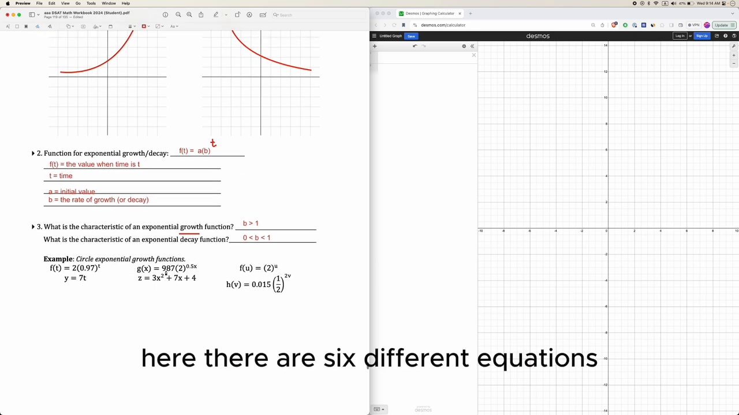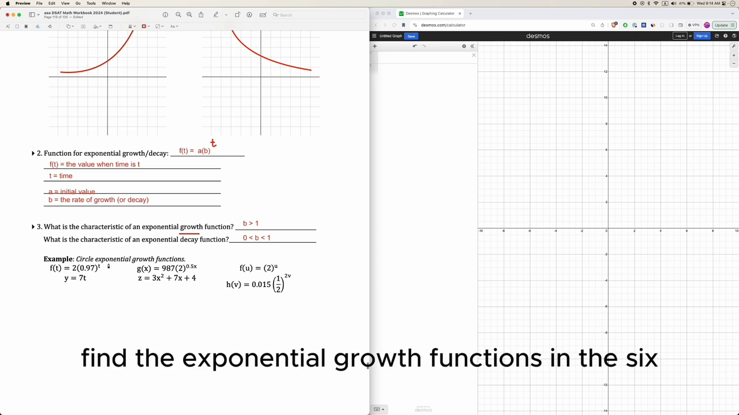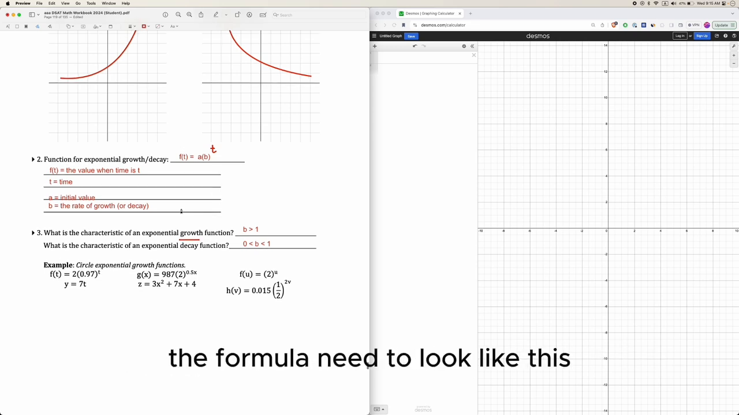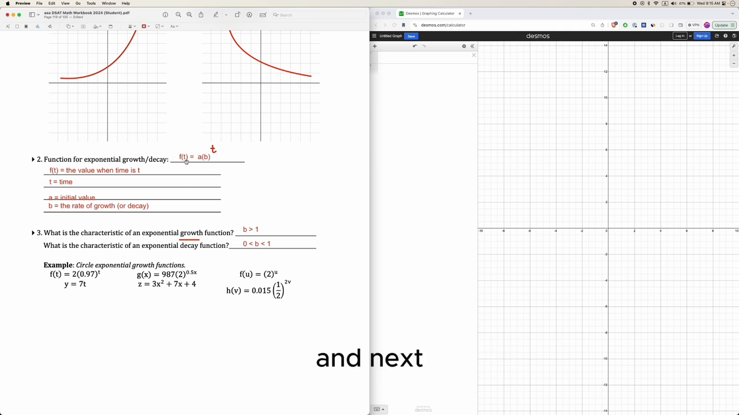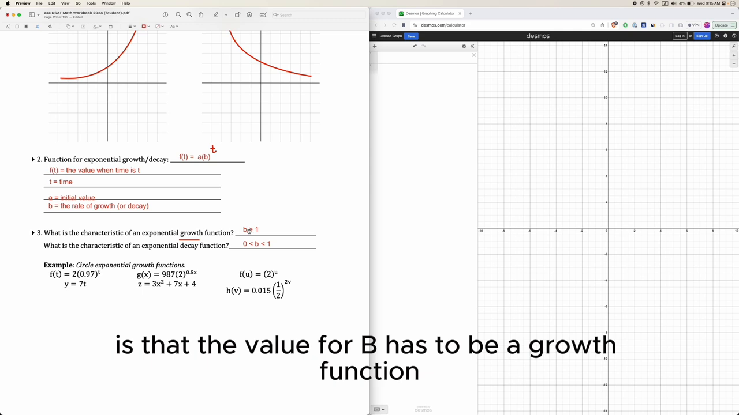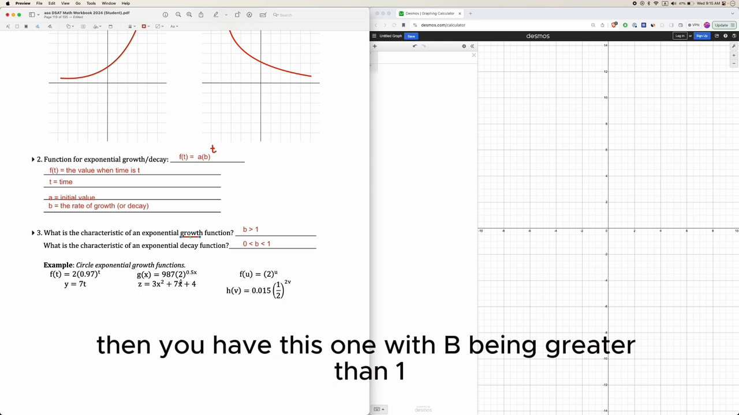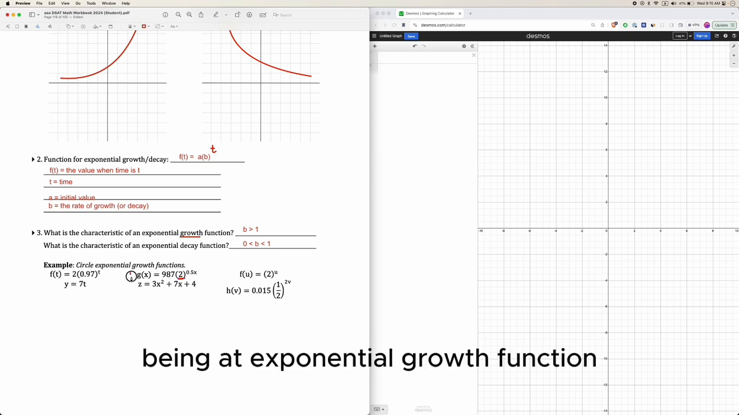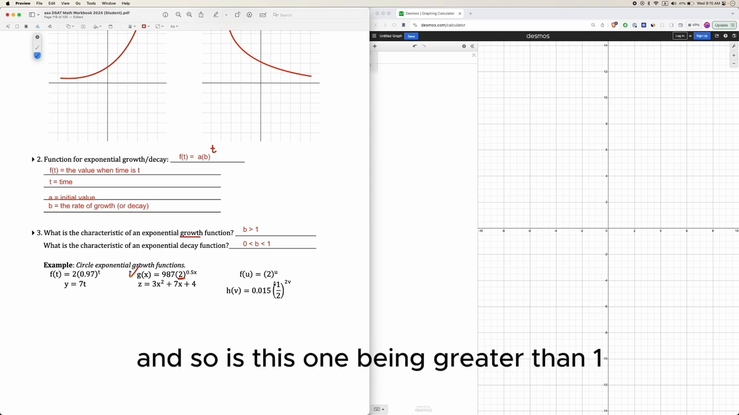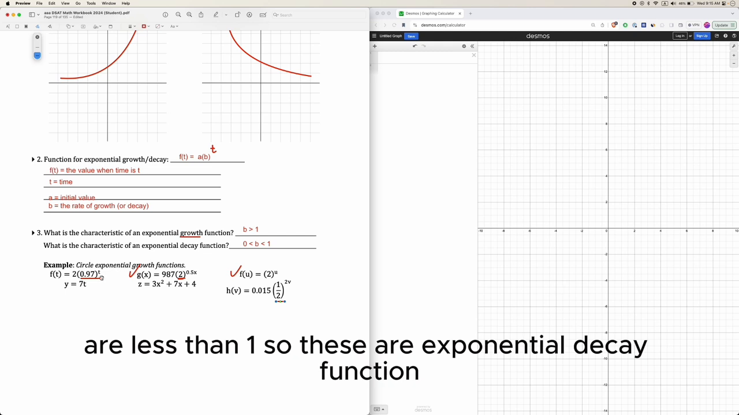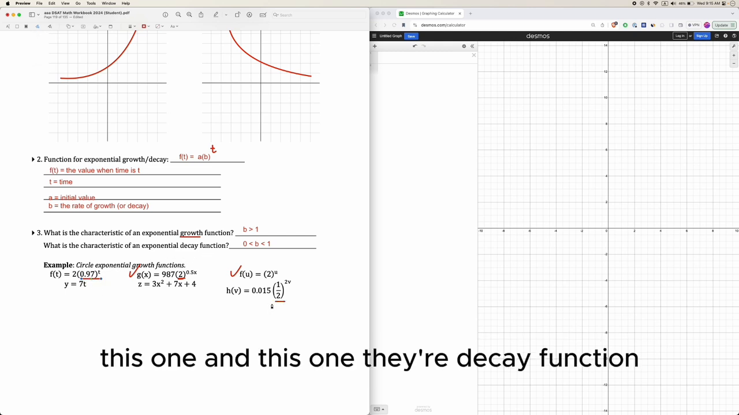Here there are 6 different equations. The question is to find the exponential growth functions in these 6. When you have an exponential growth function, there are a few things. First, the formula needs to look like this. And next, the value for b has to be greater than 1. So among these, you have this one with b greater than 1, being an exponential growth function. And so is this one. But this and this are less than 1, so these are exponential decay functions.